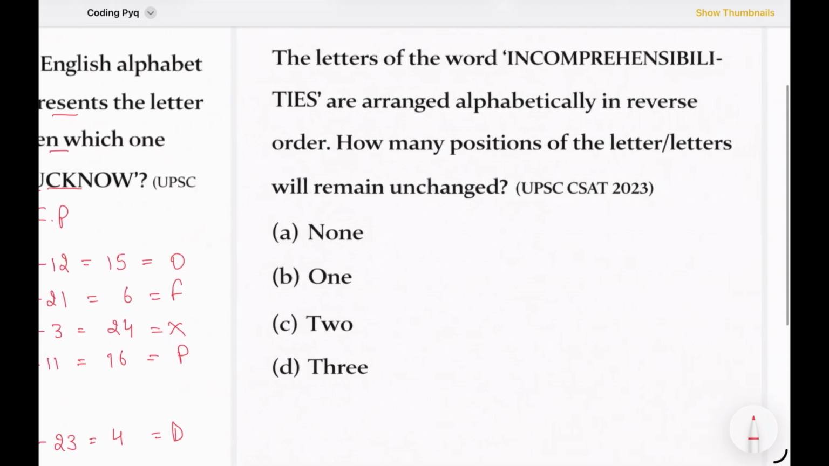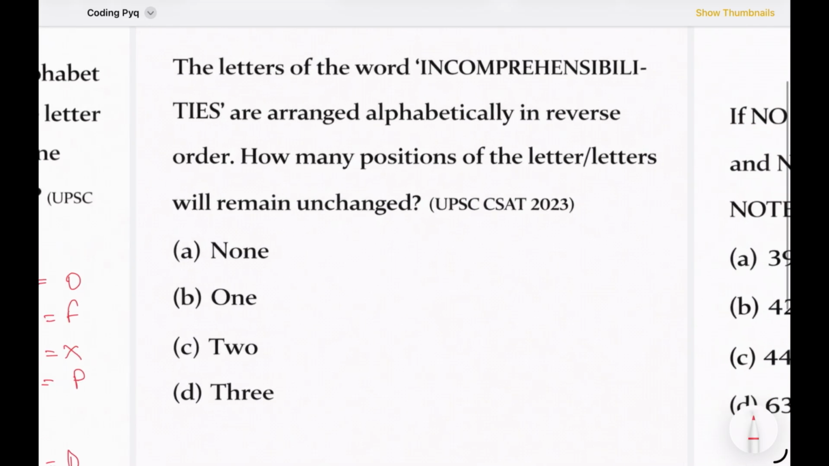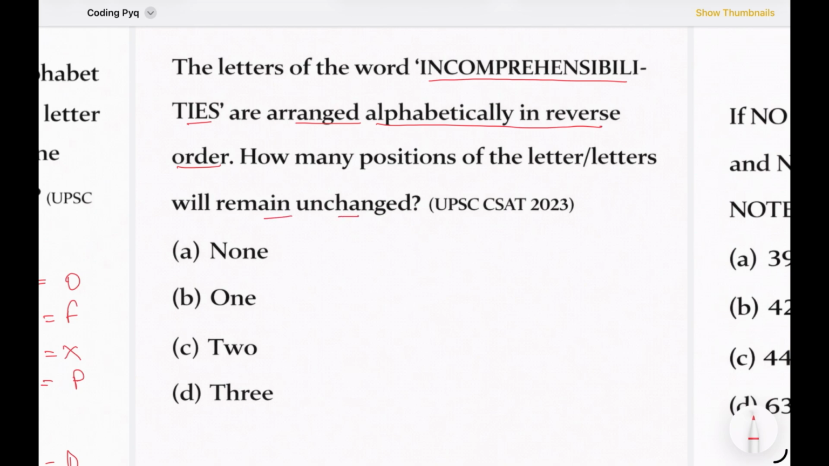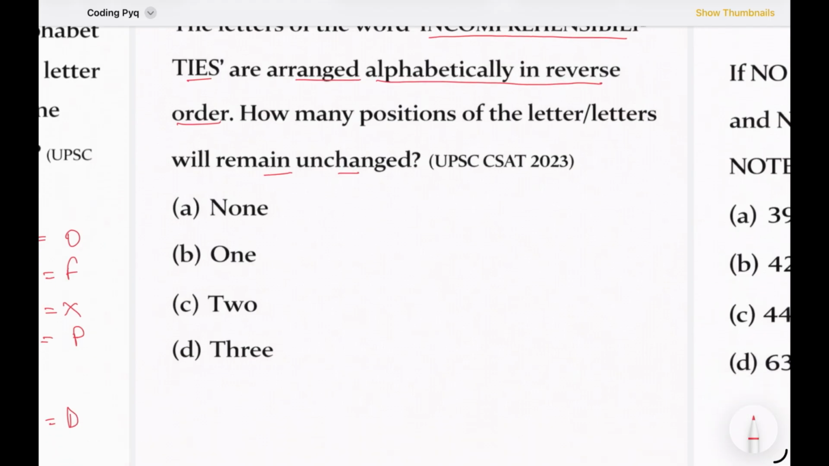Next question, in the 2023 examination: the letters of the word "incomprehensibility" or "incomprehensibilities" are arranged in alphabetical order in reverse. We have to identify how many positions of the letters will remain unchanged after placing them in reverse alphabetical order.